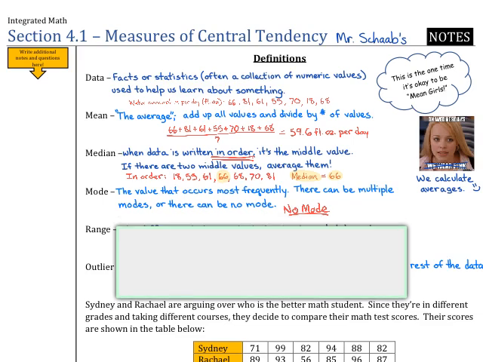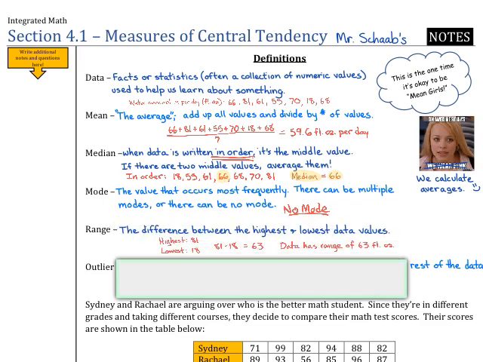All right, and then finally range. This is a measure of spread. This is not a measure of central tendency. Only mean, median, mode, the 3 that start with M, are measures of central tendency, which also starts with an M. So that's pretty cool.